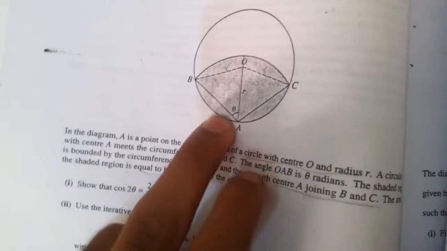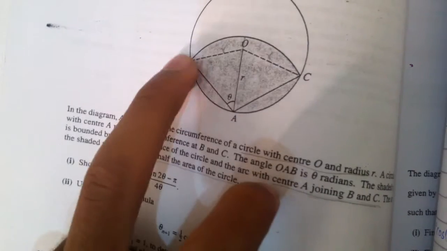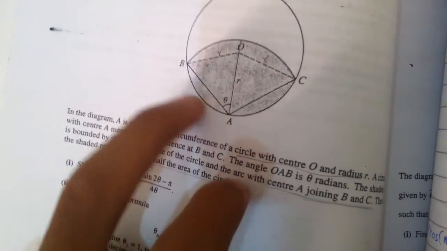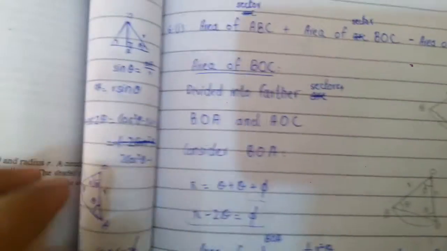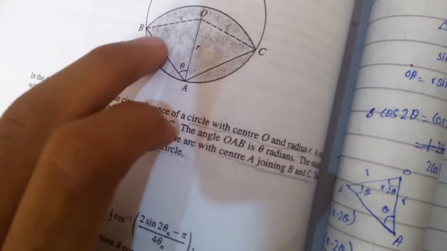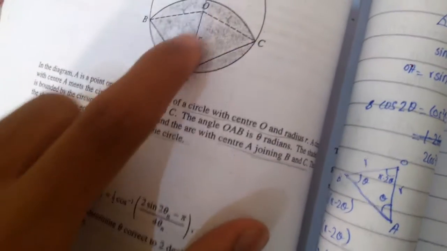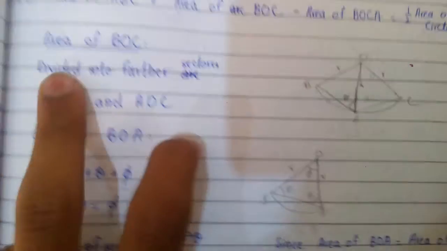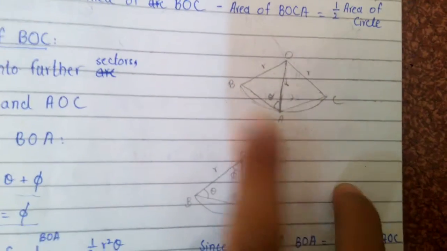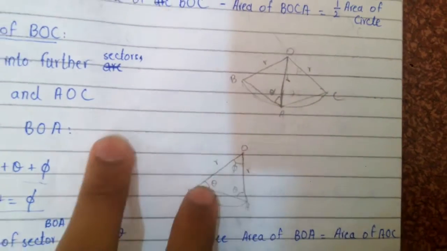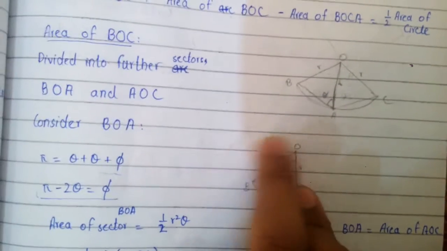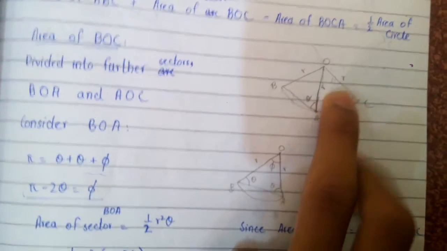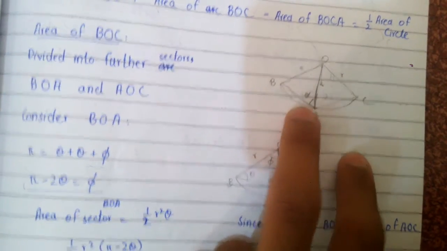So again, ABC and BOC minus BOCA. Next, first we're going to find the area of BOC, that is O, B, and C. I have drawn a rough diagram over here, which is OBC, and we know the radius and so on.